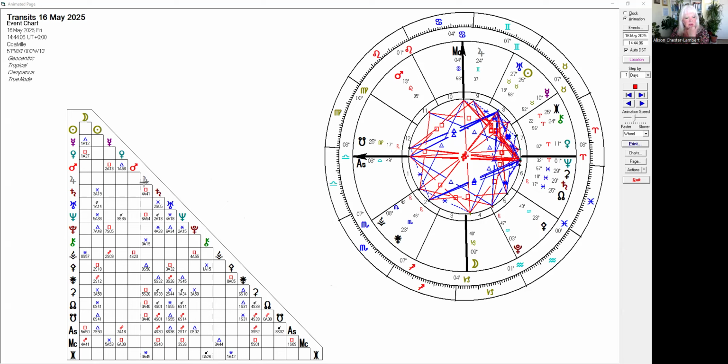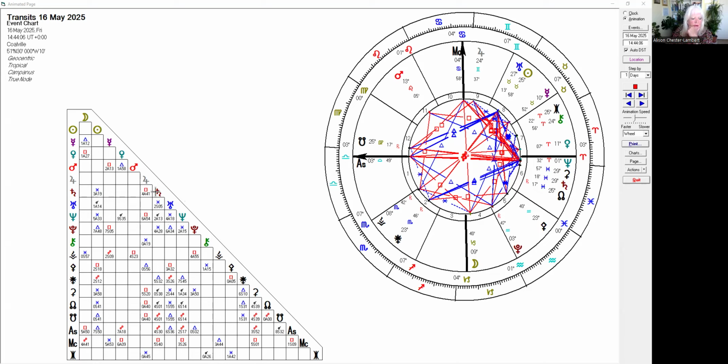So we've got an applying square between Jupiter and Saturn, which means they're moving in towards each other, towards the completion of the aspect. We've got a separating sextile between Saturn and Uranus. And then from Uranus to Neptune, we've got an applying sextile. And then from Neptune to Pluto, we've got an applying sextile at 2 degrees.